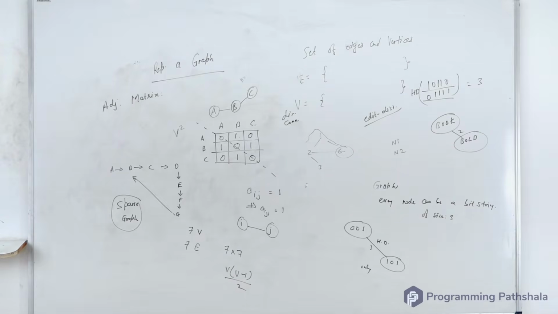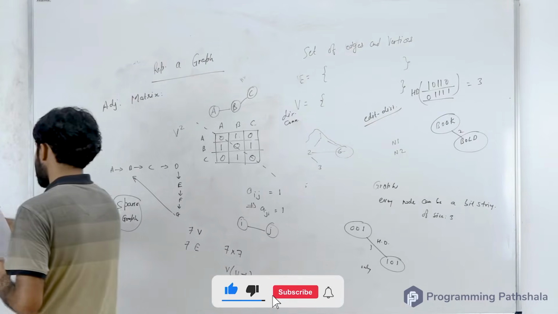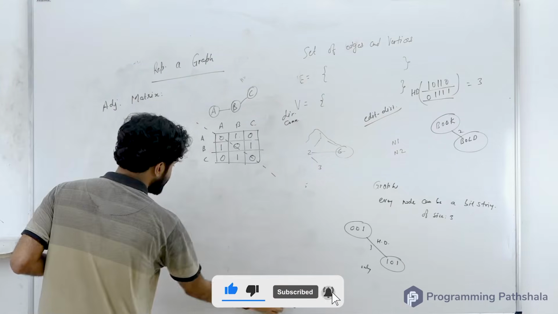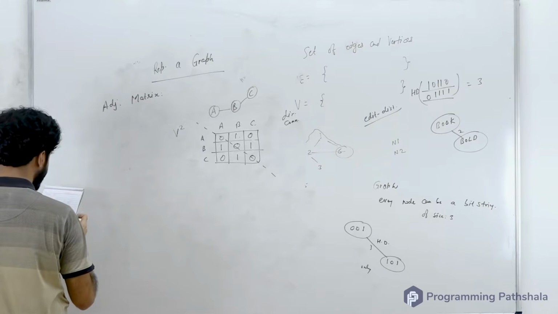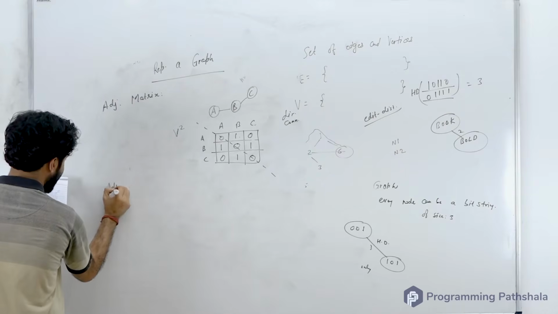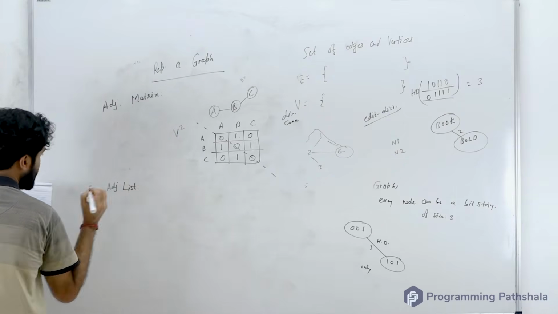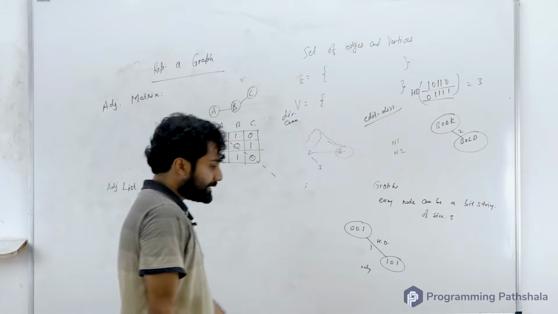So what can I do better? Some of you talked about that representation, and that representation is called adjacency list representation. Okay, so you can have an adjacency list representation. Now what is adjacency list representation?